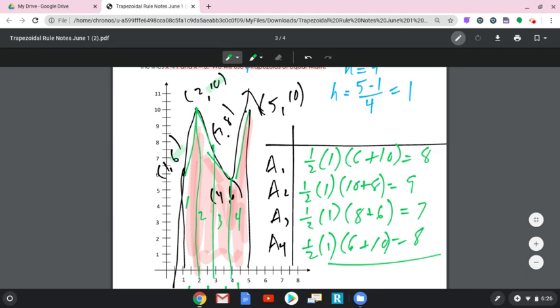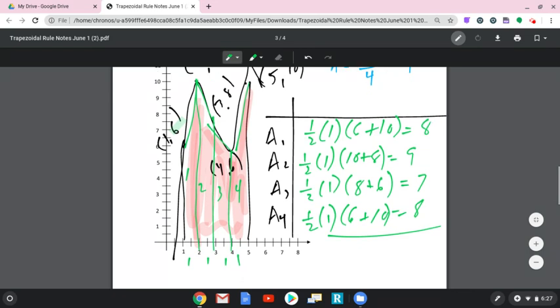Now add them together, guys. I have 8 plus 9 plus 7 plus 8, and you're going to have 32 units squared. And guys, I do believe it's easier to do it with a table. That would be the estimation for the area under my curve. I do not expect you to graph these by hand. I expect you to use your graphing calculator to graph them.